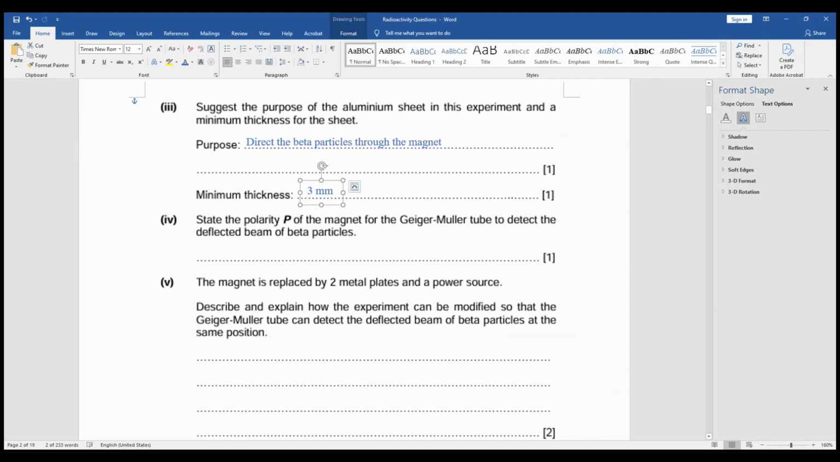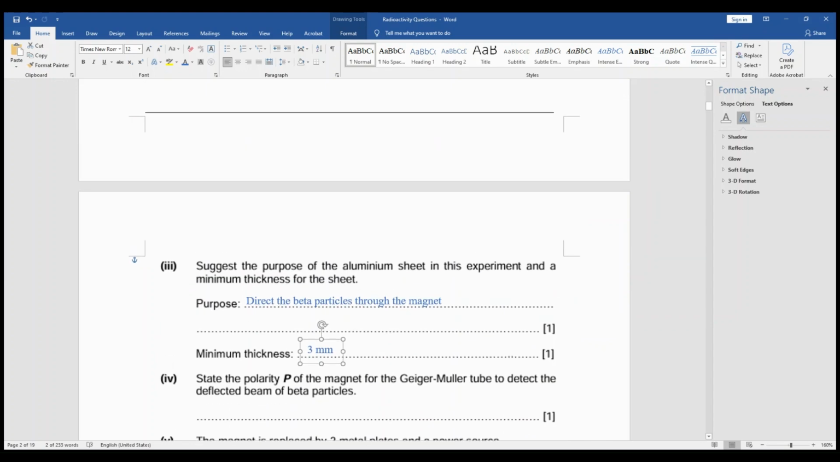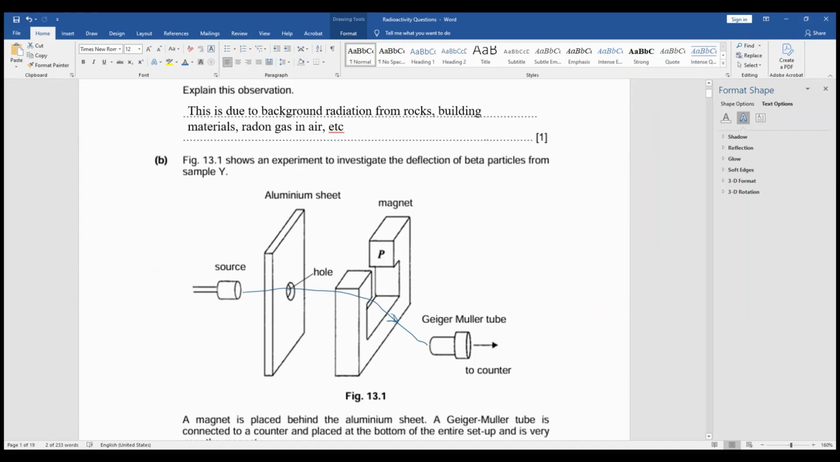State the polarity. Okay, this part we need to do the Fleming left hand rule, if you still remember from the previous chapter. I can't show my hand here, so I'm just going to draw here to see where all the directions are. Now the beta particle is negatively charged, so it's opposite to the direction of the current. So the current should be in this direction.